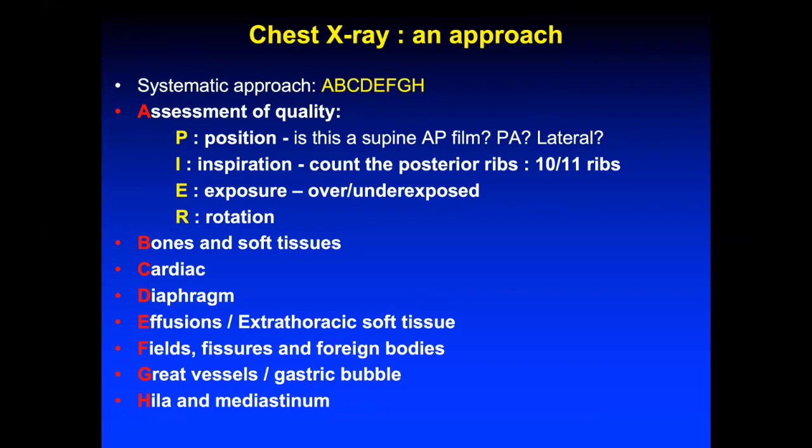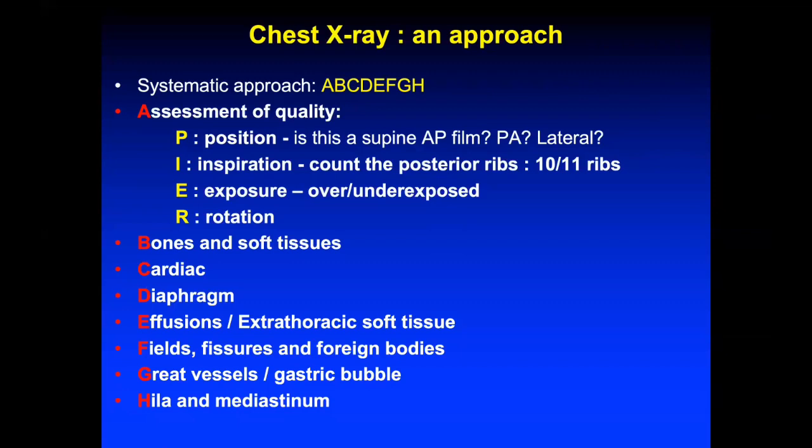Then you see the inspiration, whether this is an inspiratory film or expiratory film. You count the posterior and the anterior ribs. Then you see the exposure, whether it's overexposed or underexposed. And last of all is rotation, whether it's rotated to the right or left. Then we come to the bones and soft tissues. Then the cardiac margins. Then you see the diaphragm.